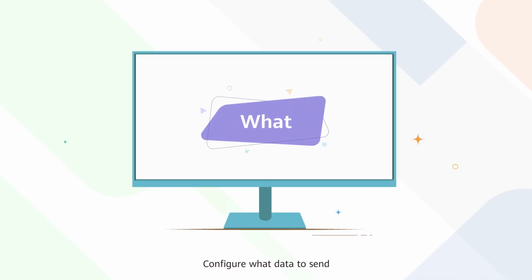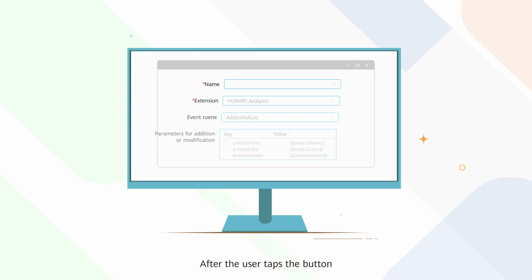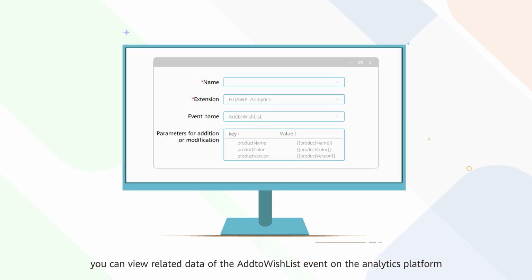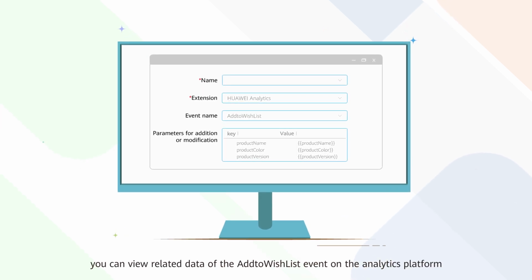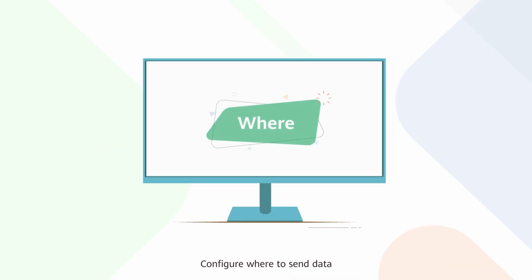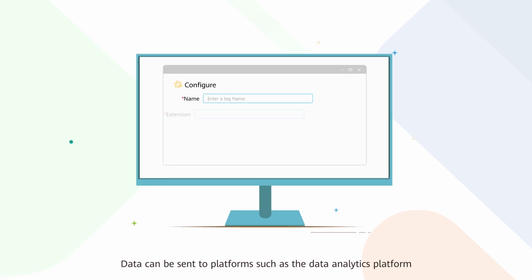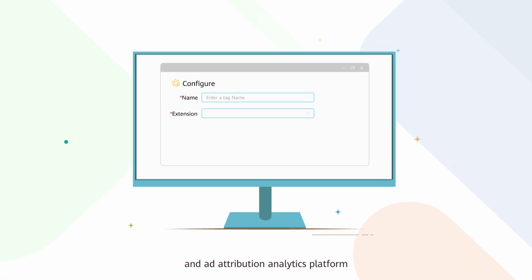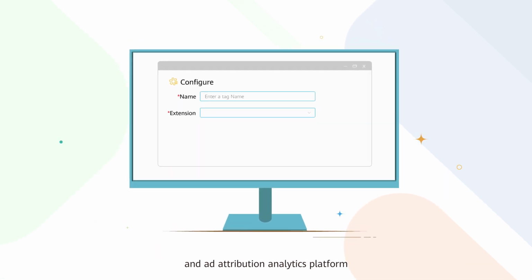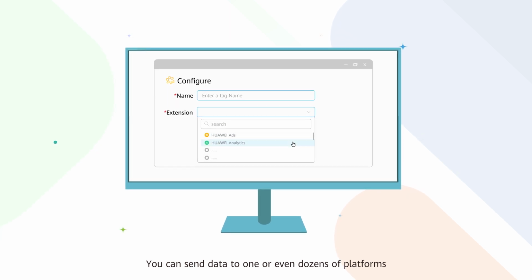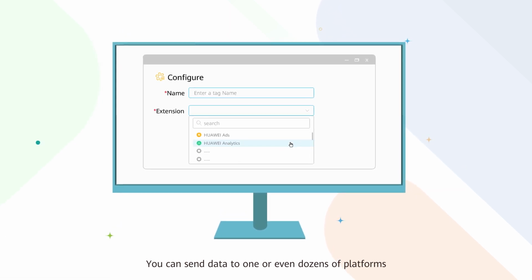Configure what data to send. After the user taps the button, you can view related data of the Add to Wishlist event on the analytics platform. Configure where to send the data. Data can be sent to platforms such as the Data Analytics Platform and Ad Attribution Analytics Platform. You can send data to one or even dozens of platforms.